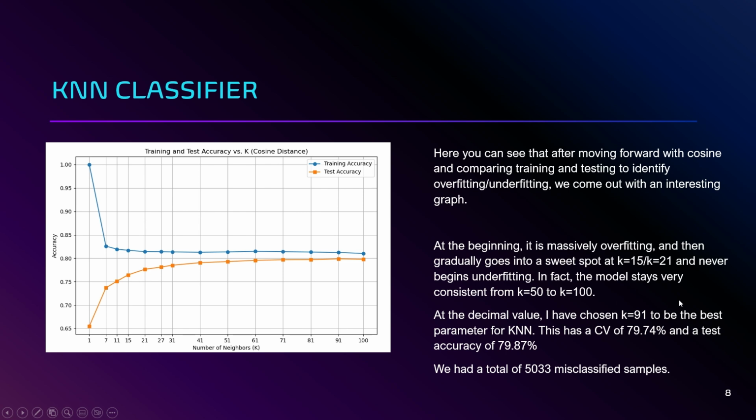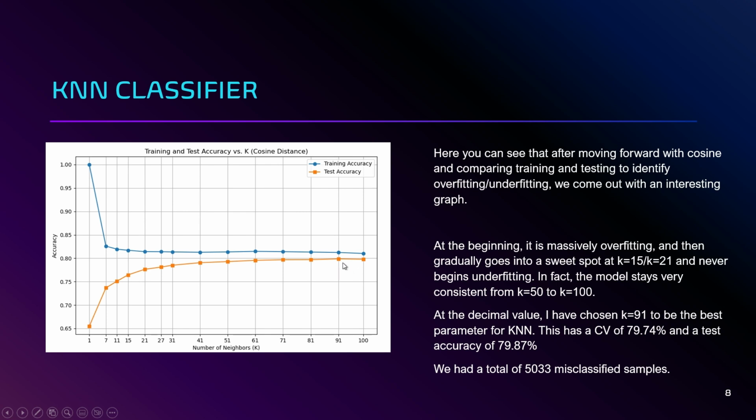However, you can see that after moving forward with cosine and comparing training and testing data for underfitting and overfitting purposes, the graph looks pretty interesting. At the beginning, it's massively overfitting. It's 100% on the training, but only 65-ish on the test. It's still overfitting here, and even at 11. But then right here at 15 to 21, it hits that sweet spot, and then it stays pretty stable from around 50 to 100.